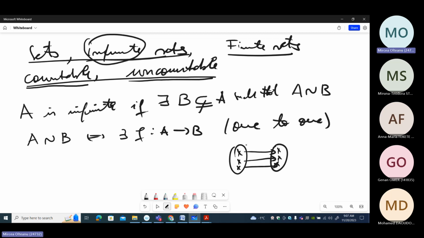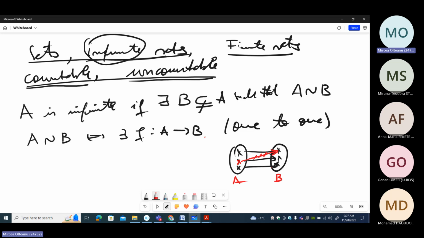I mean, to every element in A there corresponds one unique element in B, and to two different elements there correspond different elements. For instance, if to this one we give this one, this is no more injective, as you remember. So this is forbidden in a one-to-one map. And also, the image of the function must be exactly the entire set B. This is a one-to-one map.